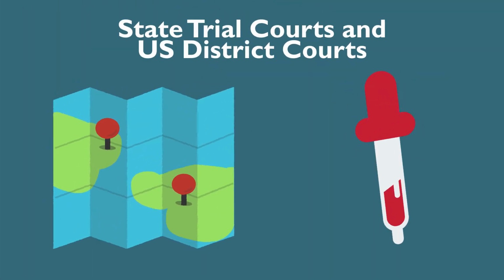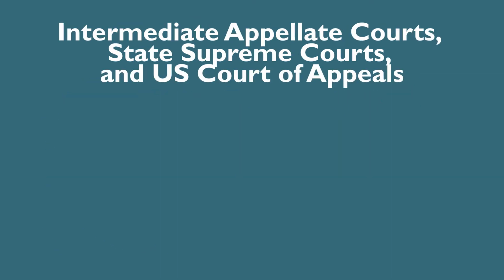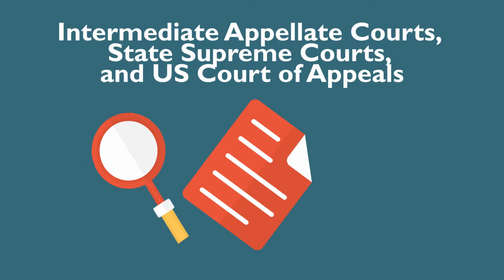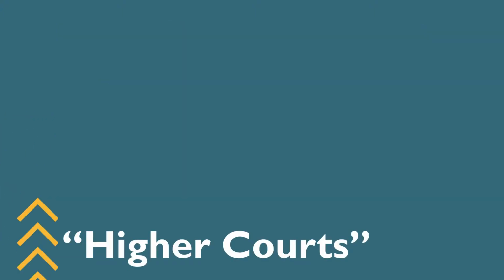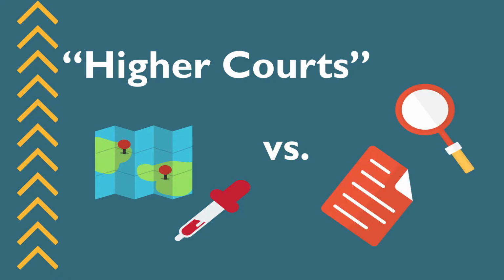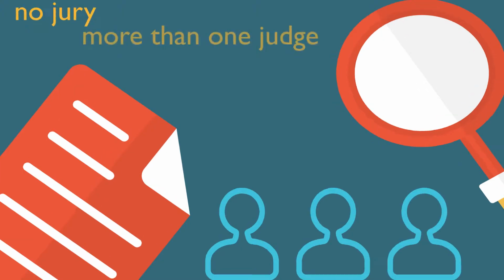Whereas the state trial courts and the U.S. district courts are trial courts that present evidence, the intermediate appellate courts and the state supreme courts and the U.S. Court of Appeals are reviewing courts, otherwise known as higher courts. Here, new evidence is not presented, just evaluated.